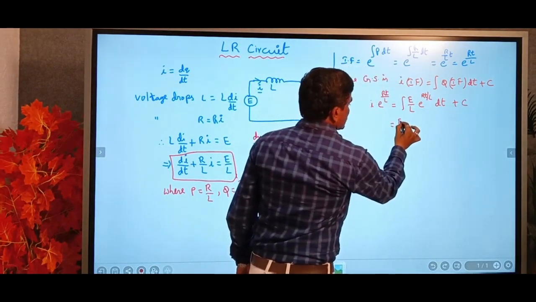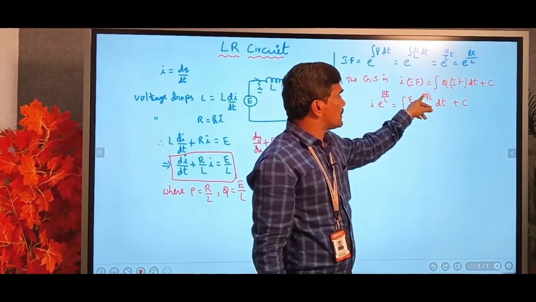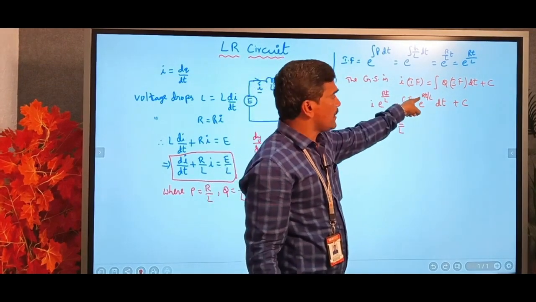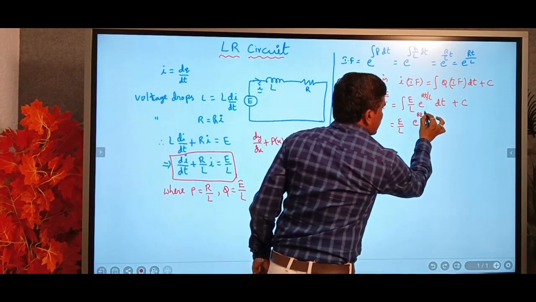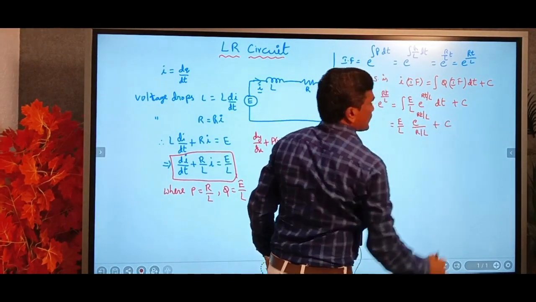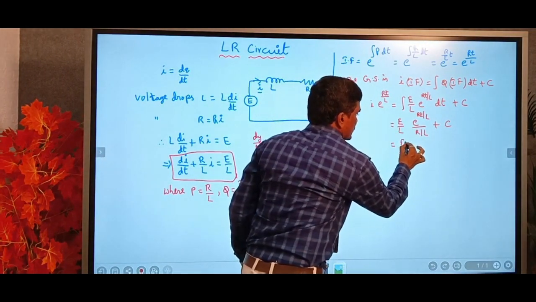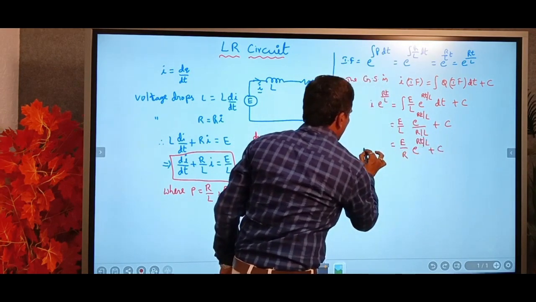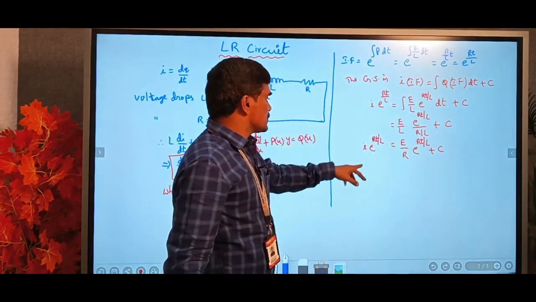Here E by L is constant, so we integrate e power Rt by L with respect to t. It is in the form of integral e power at, which is e power at by a. What is a? a is R by L. So the integration of e power Rt by L is e power Rt by L divided by R by L, plus C. Taking the denominator, this becomes L by R, so L cancels. We get I e power Rt by L is equal to E by R e power Rt by L plus C. So this is the equation.